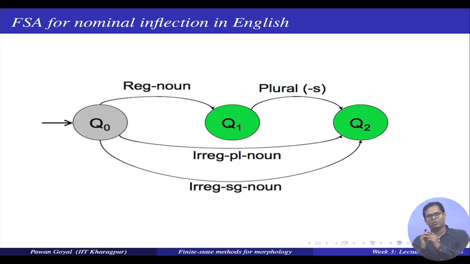But what happens if you have an irregular noun like goose to geese? That cannot go to Q1, because to goose, if you apply S, you will not get its plural form. So for the irregular nouns, you have a different path that goes from Q0 directly to Q2. Again, there will be some intermediate states for individual characters or phonemes in the word. So both the singular and plural will go to Q2. So Q1 and Q2 both will accept the words in English.